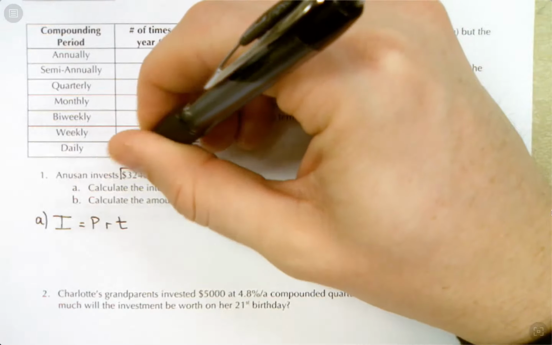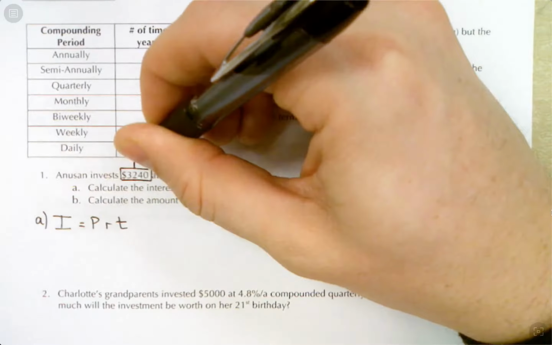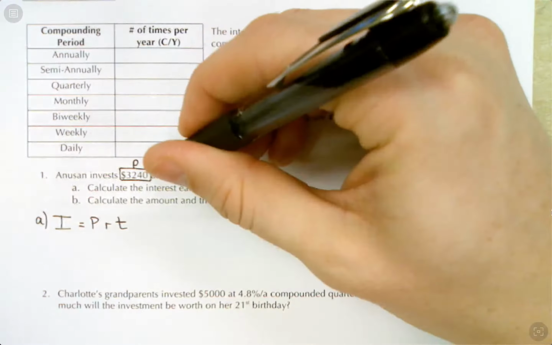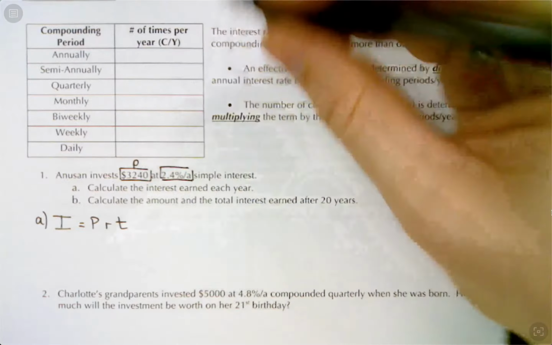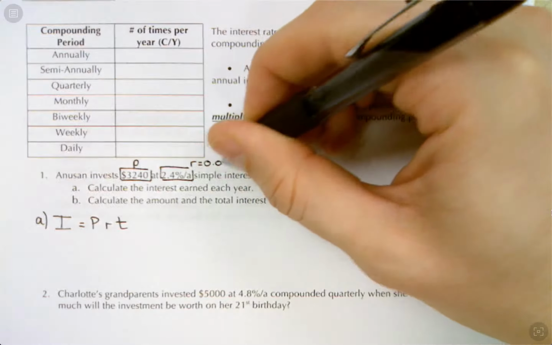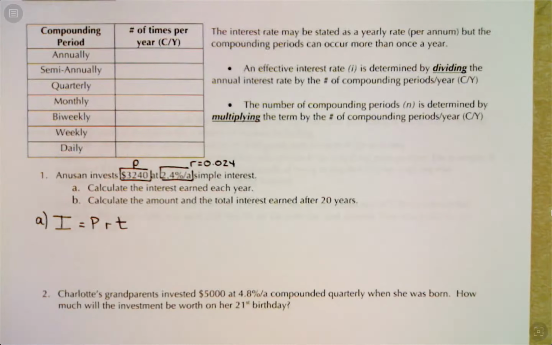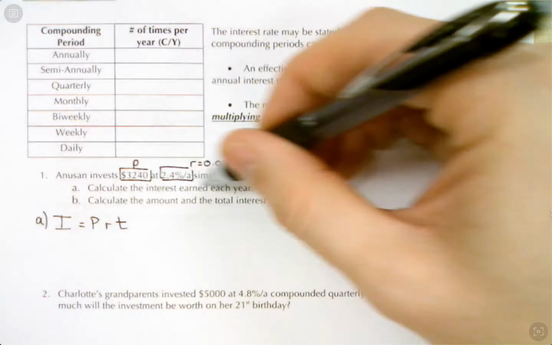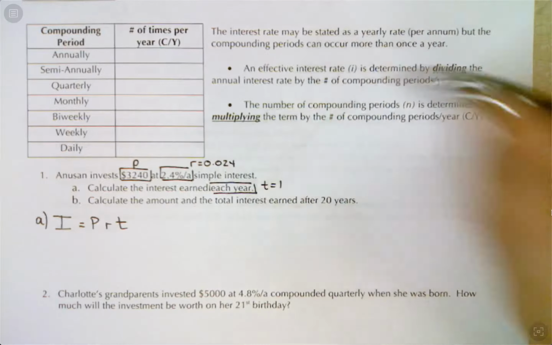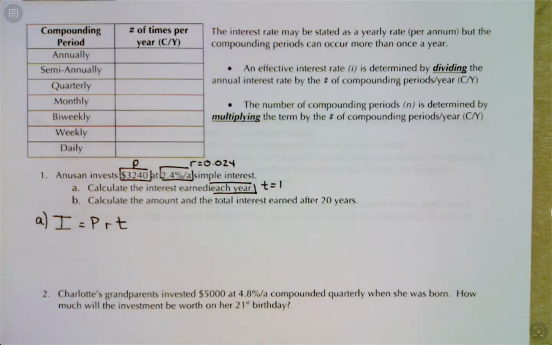P stands for principal. That's how much he invests. So the P in this question is $3,240. R is the interest rate as a decimal. This is our R. To make it a decimal, we divide by 100 and we get 0.024. That's our R. And T: calculate the interest earned each year. That means 1 year. Time is always in years, and if you're given something other than years, you need to convert it to a year. Like if you get something that says 6 months, that's half a year, so you use 0.5.